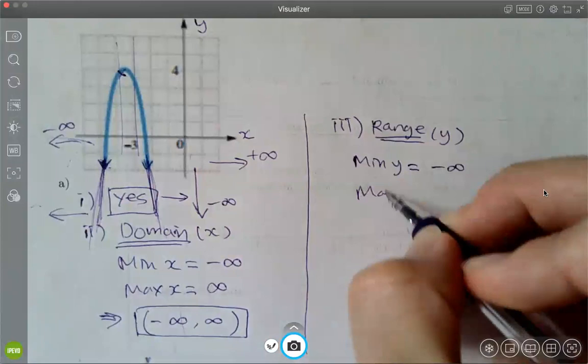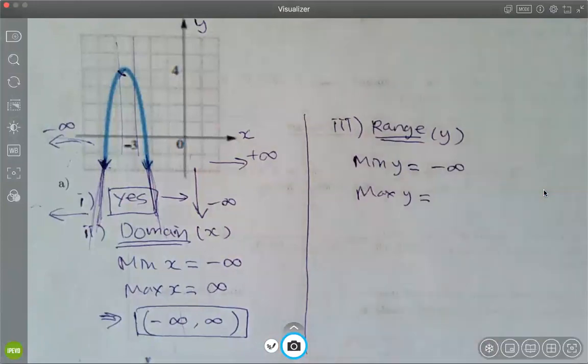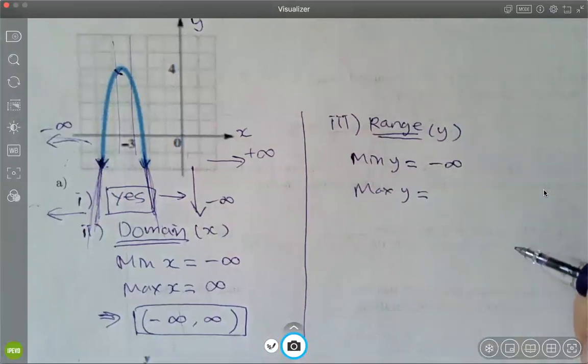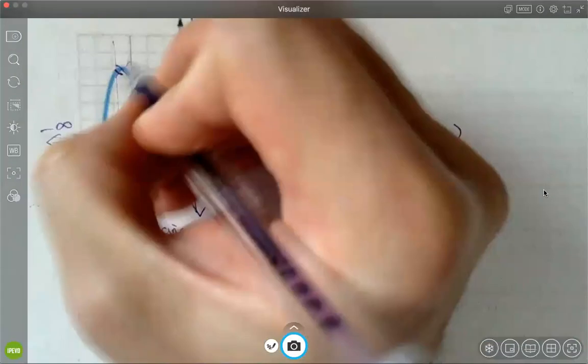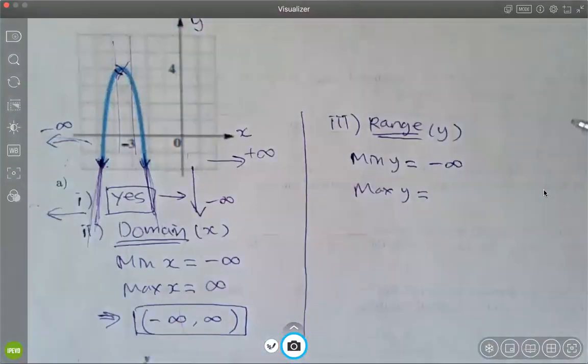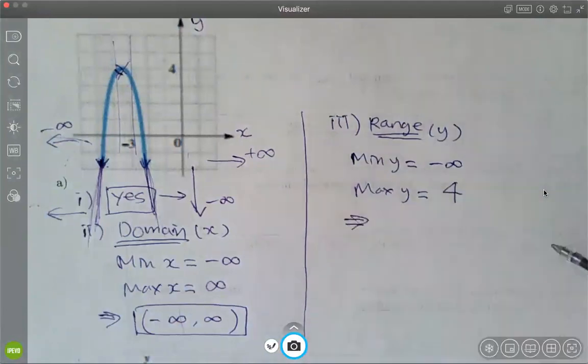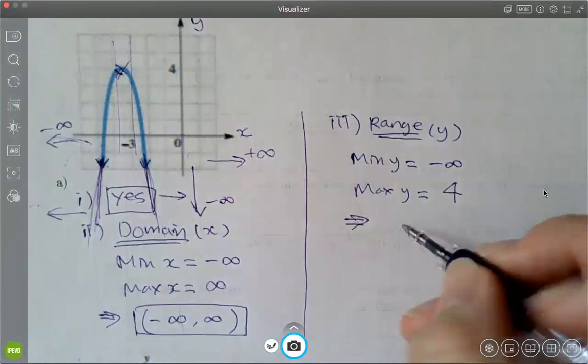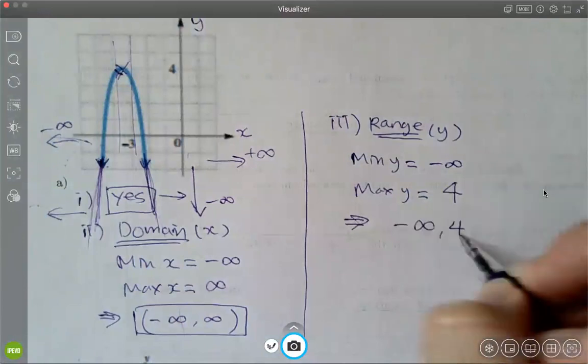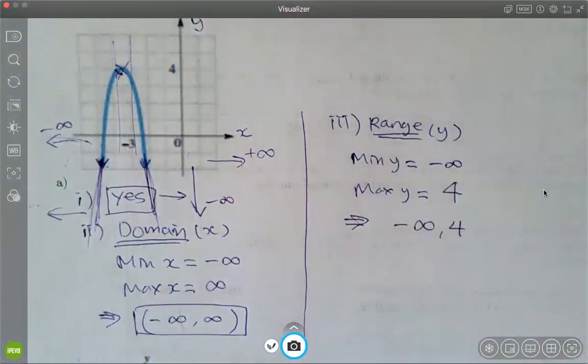Okay, so the minimum y is negative infinity. Is the maximum y positive infinity? No, what's the maximum y? 4, right? Because that's where the graph ends. Okay, so the maximum y is 4. So now, what is the interval notation? I guess this is fairly obvious. Now, what is the symbol?